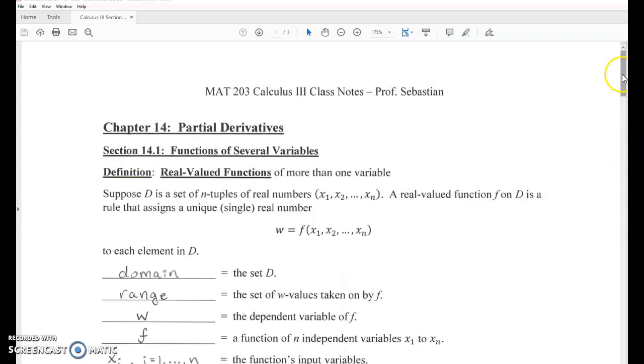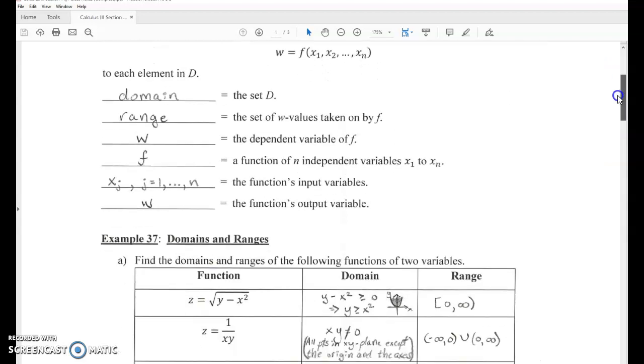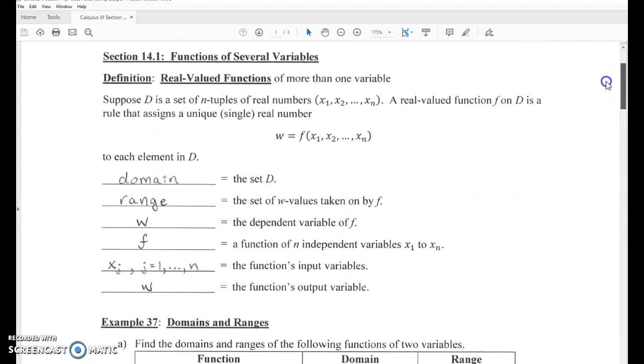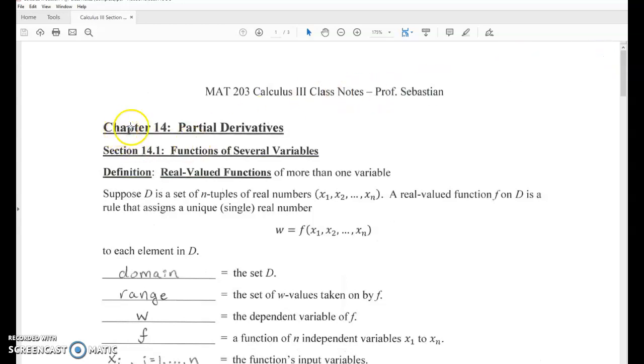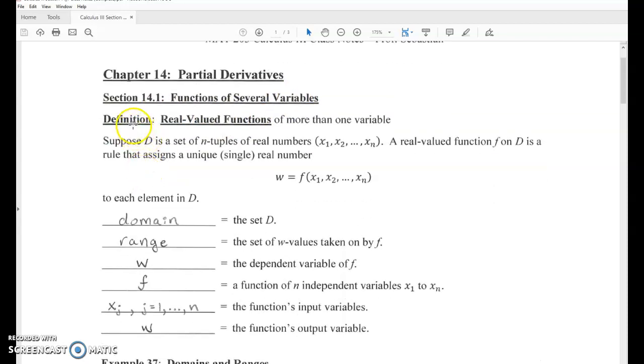We're working here starting in chapter 14. We're on page 43. And chapter 14 is about a topic called partial derivatives. So in section 14.1, we first need to talk about functions of several variables, which is likely something you haven't seen before. So first the definition, real valued functions of more than one variable.